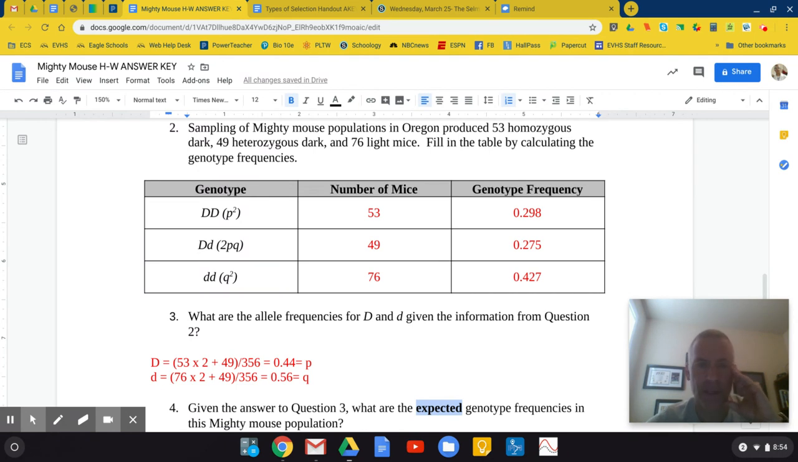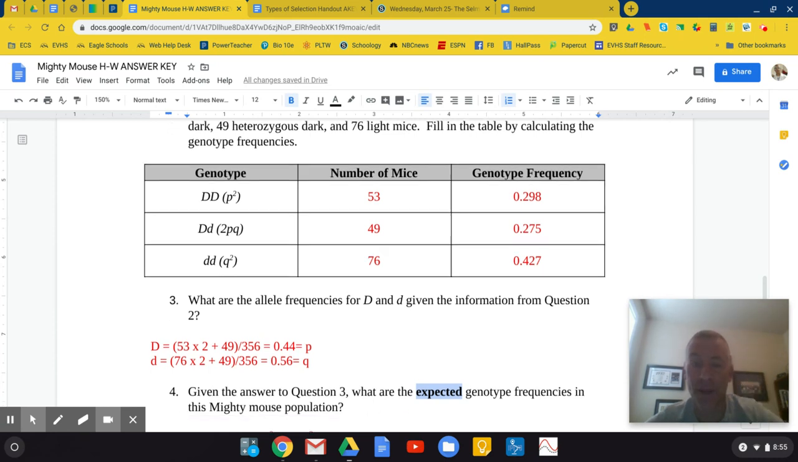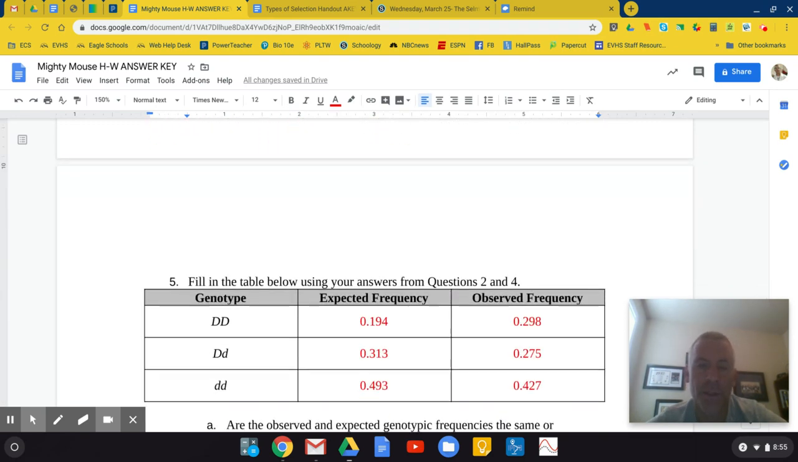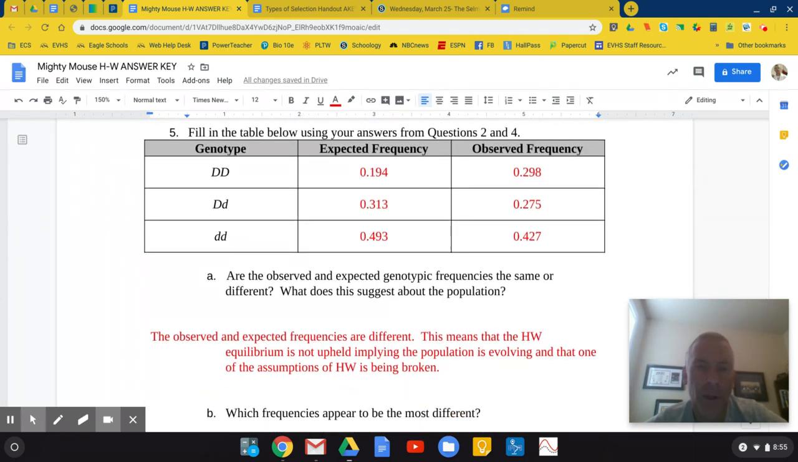And it's not going to necessarily be crystal clear by the end of this lecture, but hopefully this gives you some thoughts. 2 and 3, this is the actual observed, what's going on in that population right there. By taking the P and Q from that observed and just plugging into our P squared, 2PQ and Q squared, we're getting our expected genotype frequencies.